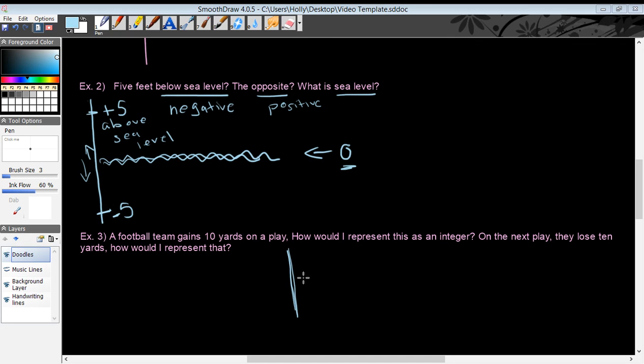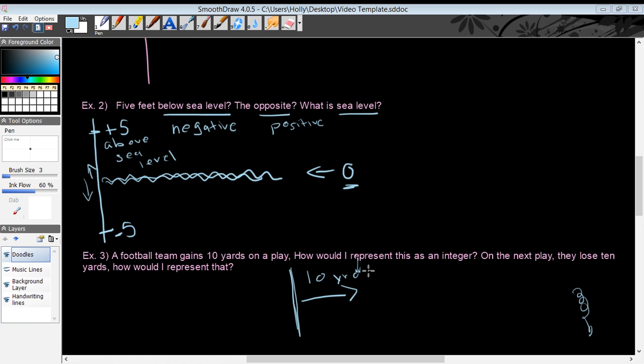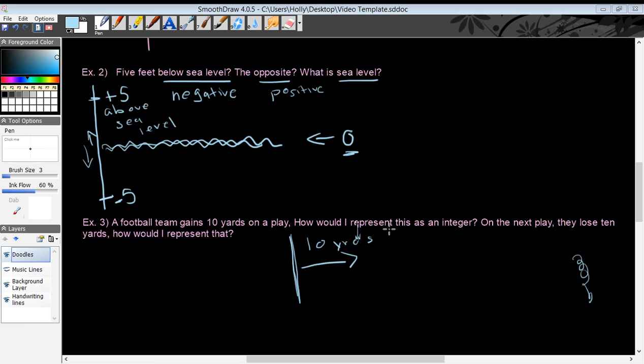So they toss the football and they start this play and they gain 10 yards. So let's say their goal is over here, right? They gain 10 yards. They go this way 10 yards. Do you think that that is positive or negative? Hopefully you saw that if they're gaining, it makes most sense that this would be positive 10.